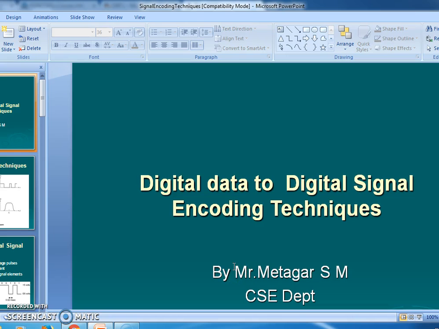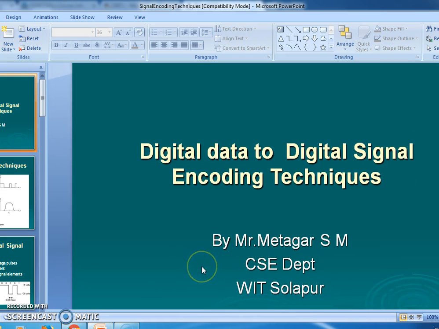Digital is not in the continuous form. Data is a set of information. Digital signal means the data are digital, not in the continuous form. Signal is a continuous form. Then what are the different techniques we have to use to encode this? Digital data to digital signal encoding technique.